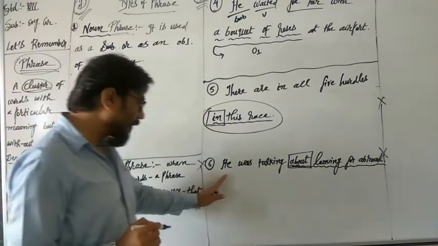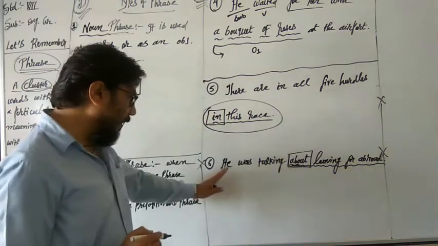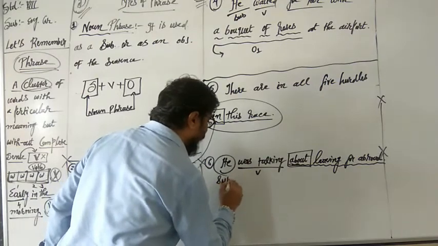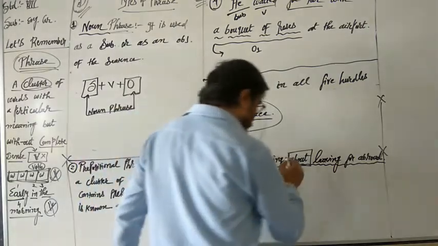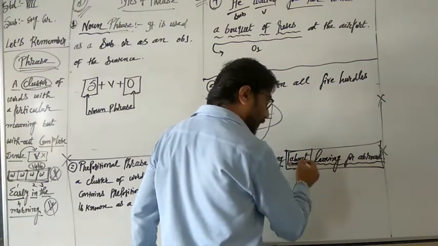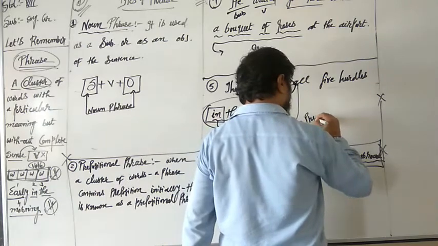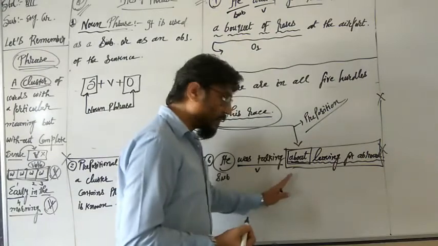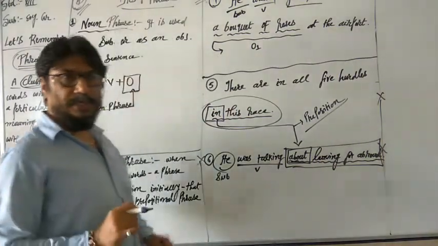Next to that, he was talking about leaving for abroad. Think about it, he was talking. This is the subject. Subject plus, he was thinking about what? He was thinking about this. But this phrase starts with about. What is in? What is about? They both are prepositions. And so both are prepositional phrases. Got the idea?